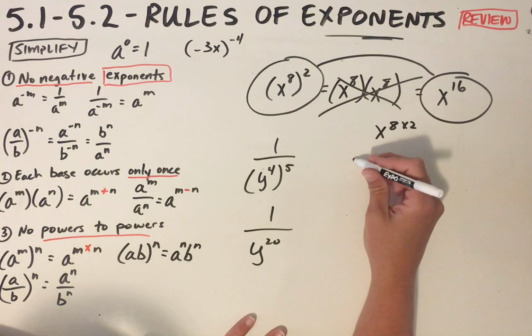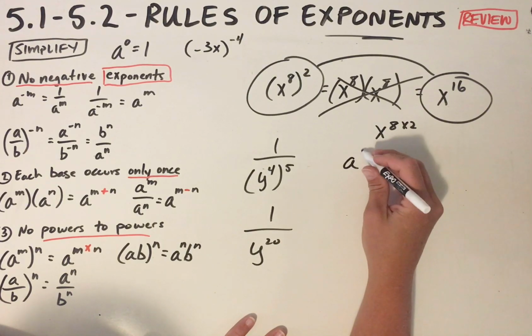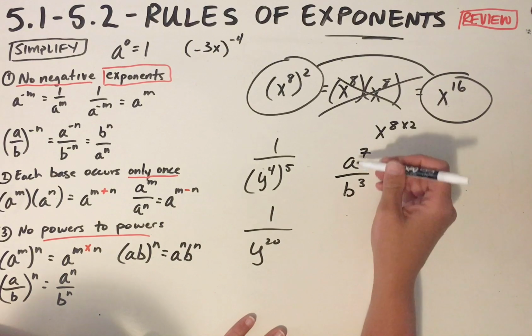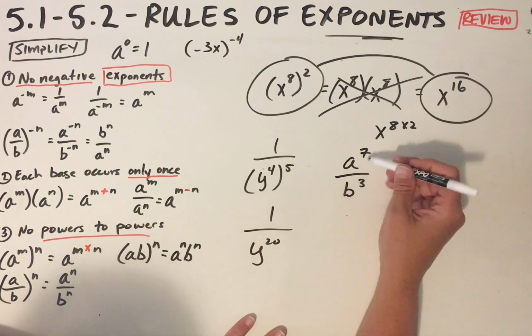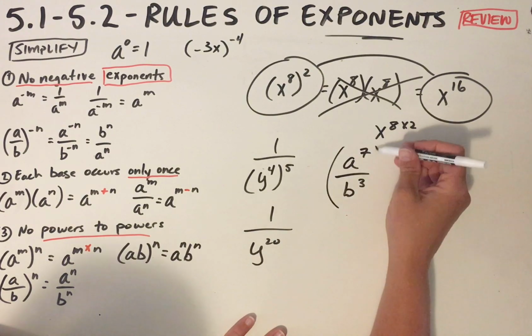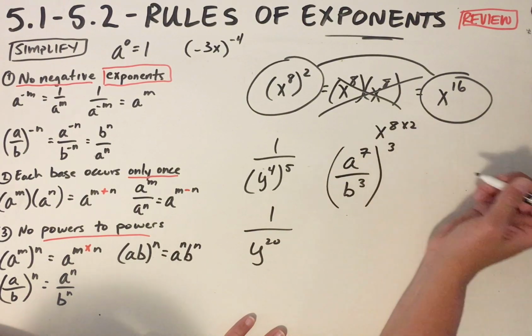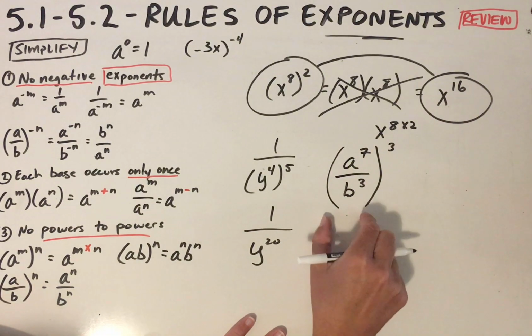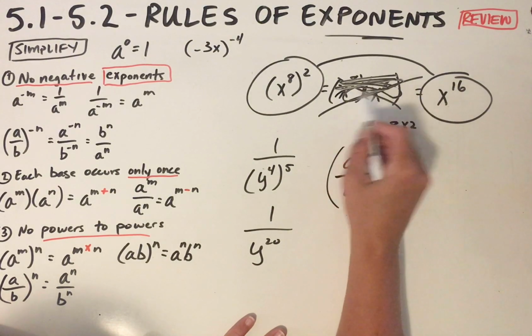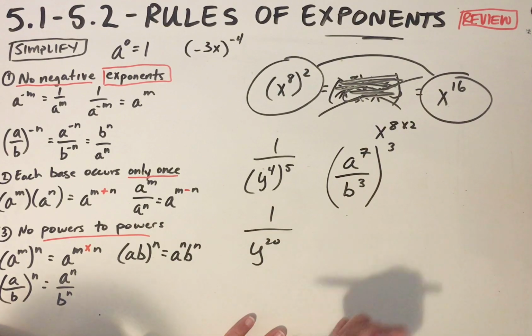So say I have a to the 7th over b to the 3rd. These are different bases, right? So I can't combine their exponents. I see these bases only one time, but they're all being raised to the 3rd. Well, that means I have this 3 different times, but I don't want to expand it. That's bad juju, right? I want to just use the rule, and the rule says that the exponent just belongs to each one of those.